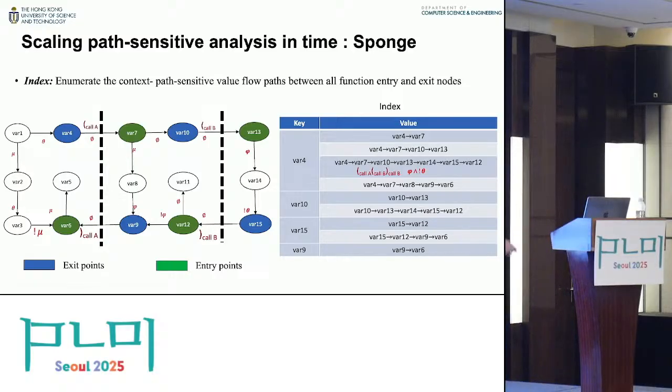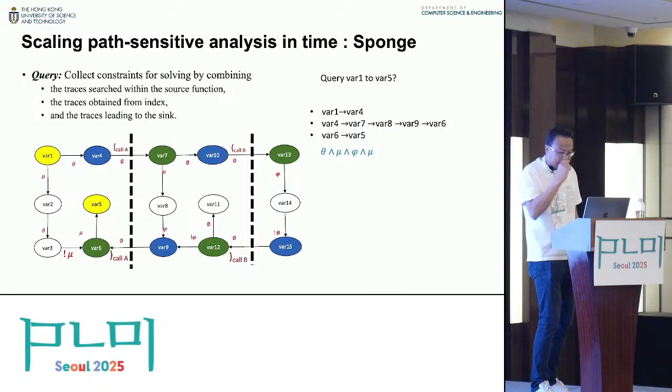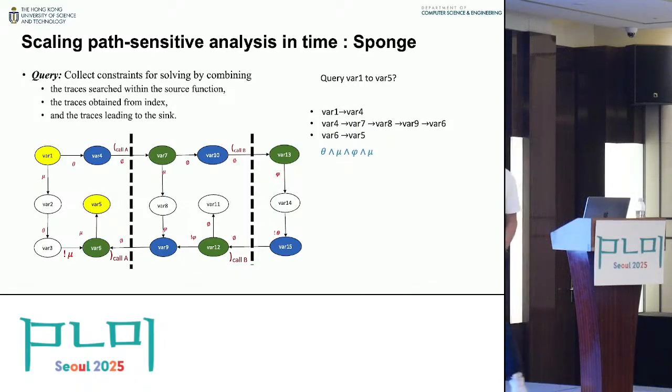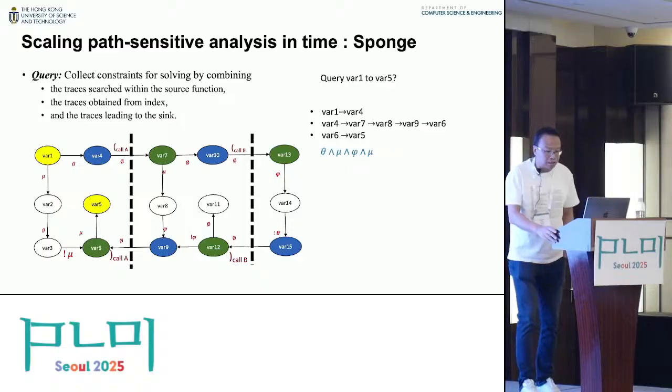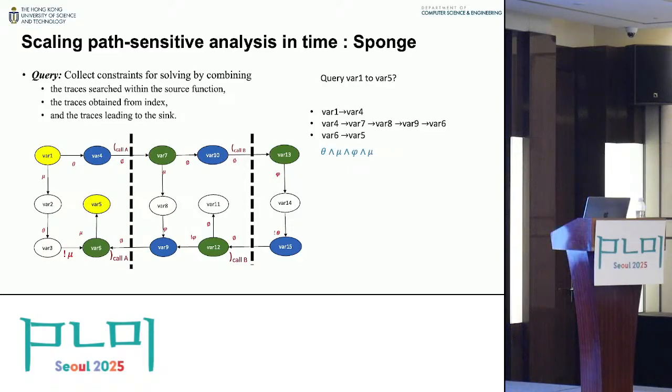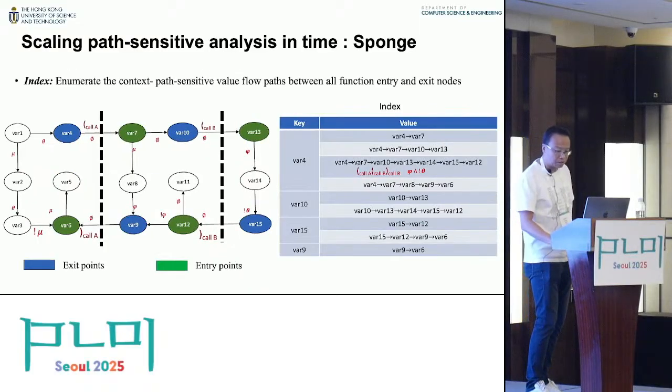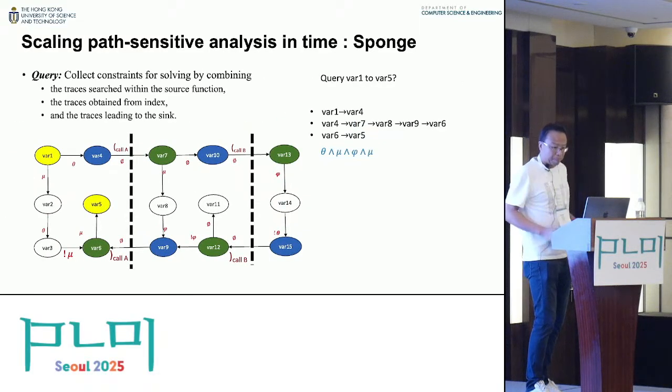store them on the disk. Okay, and then after a query comes, var 1 to var 5, we only need to build up the local connection to the entry points and the exit points of these summaries. And the rest of the paths can just be looked up, right, by the keys to the table. Okay, so basically it's a reachability search for the query and a set check.